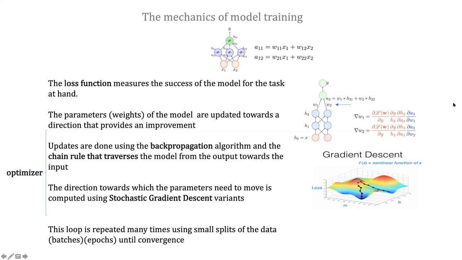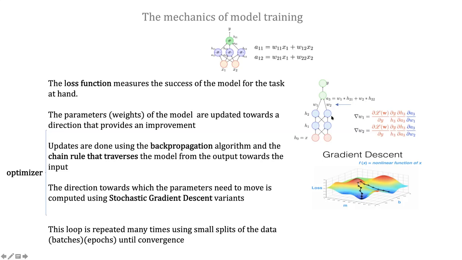rule is that you can find out the gradient of a parameter relative to the overall loss function if you already know the gradient of a previous parameter relative to the loss function. Okay, so this allows you to traverse the model, the transpose of the graph, slowly towards its head in order to update all the parameters.